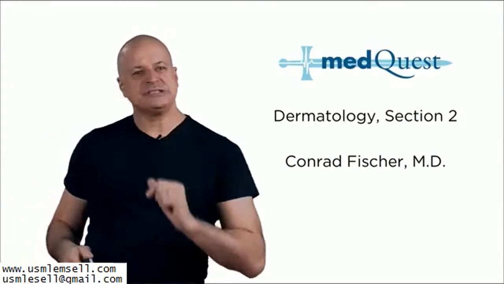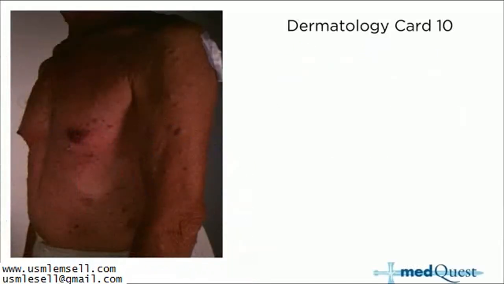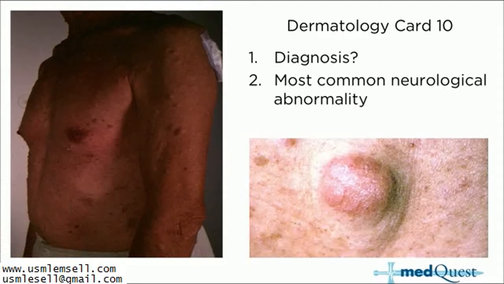What do you see in this person? This one is not as obvious as the others because you can't see all of the lesions. Skin colored, what is it? The most common neurologic abnormality with this: you see skin-colored, heaped-up lesions. What can you do for therapy?